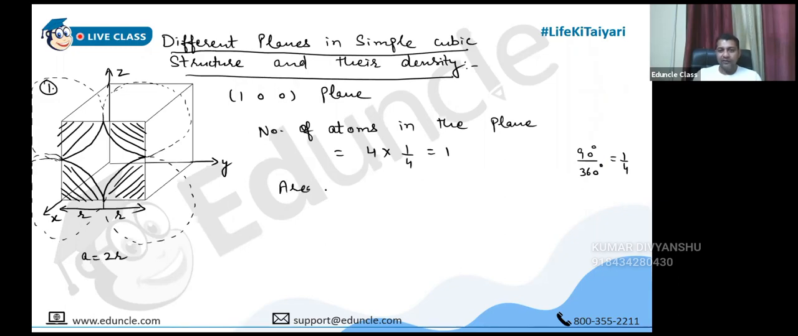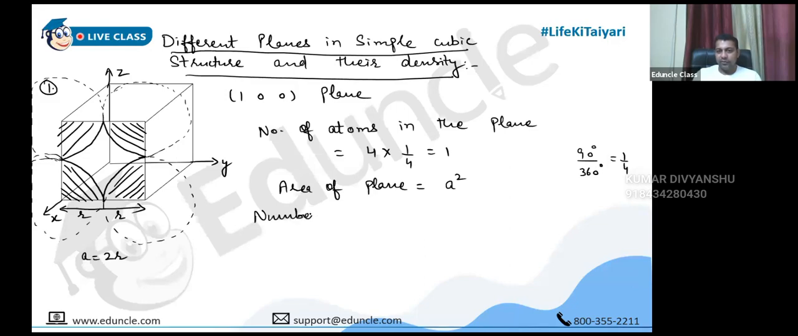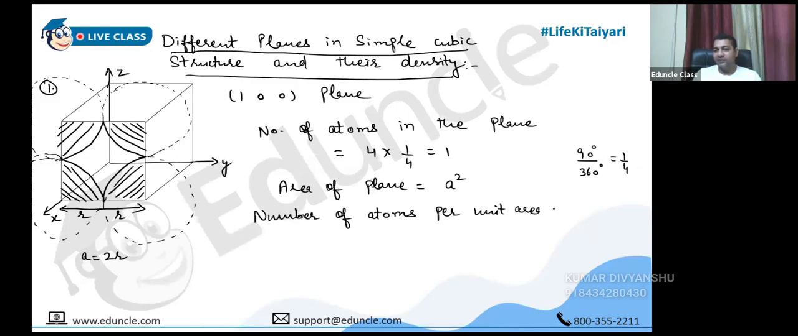Now what is the area of this plane? It is a square, because we are talking about the cube. It is a square and side is a, so area will be a square. So number of atoms per unit area, or you can also call this planar density, number of atoms per unit area, this will be 1 by a square. Is it clear? Yes, sir.